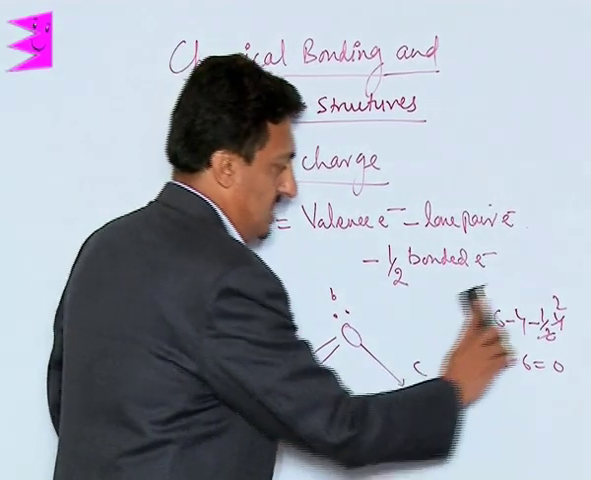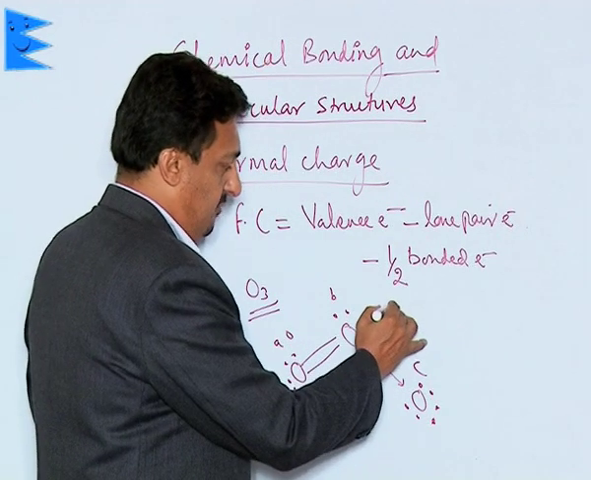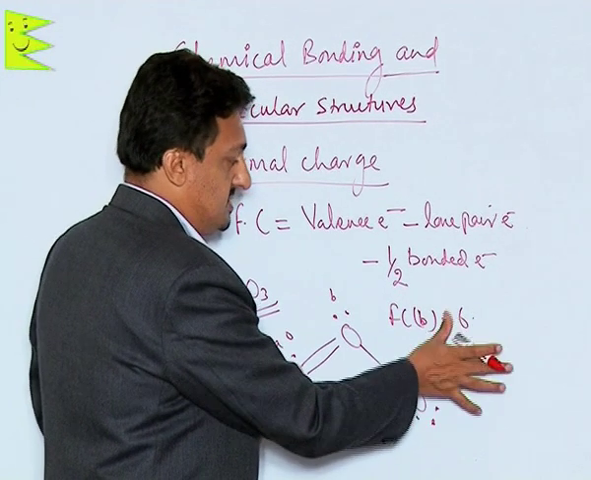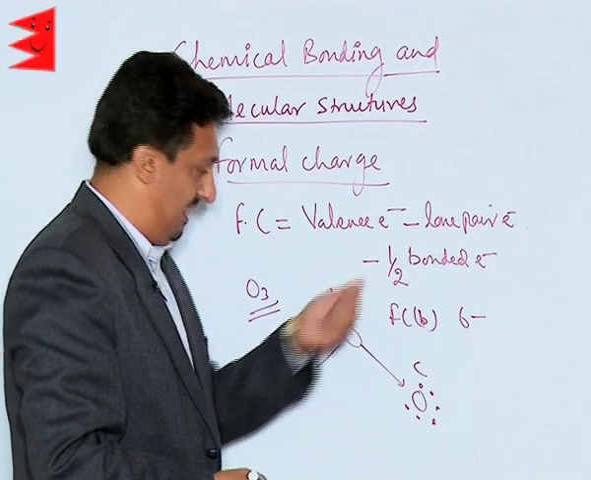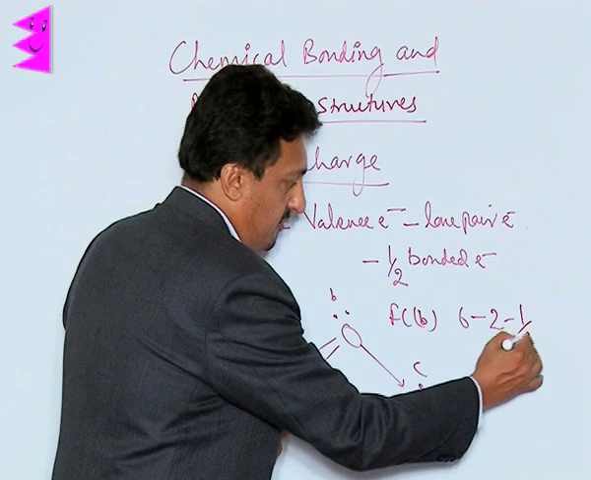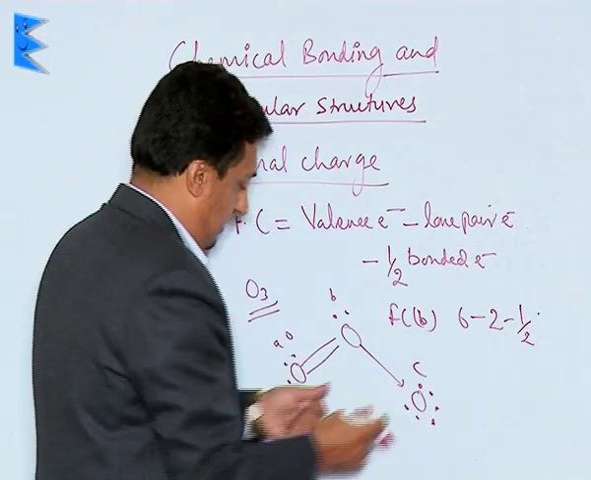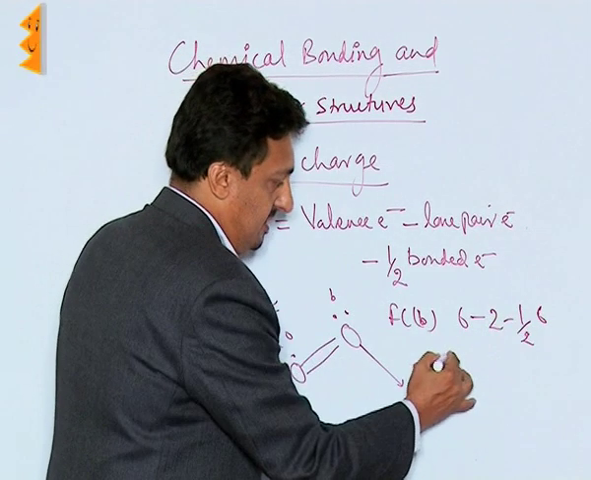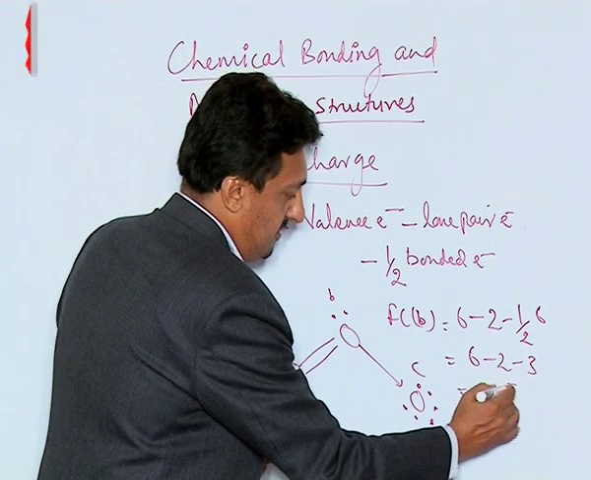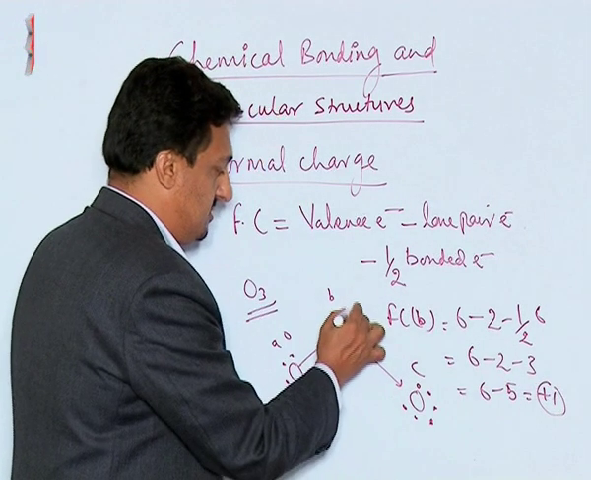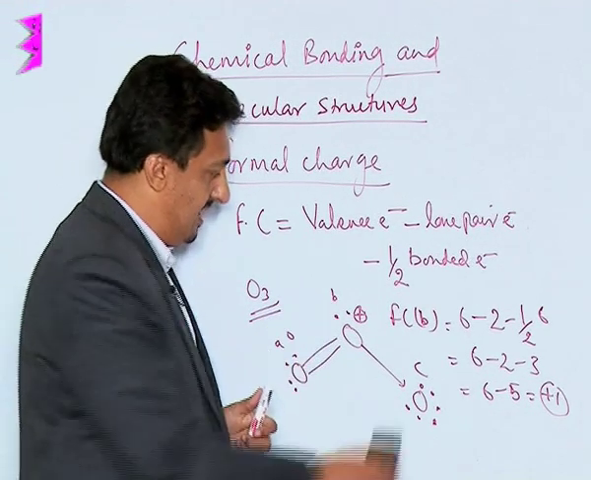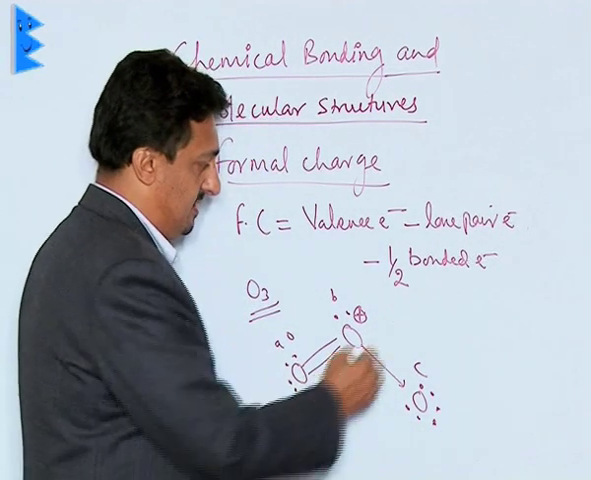Now let us find out the formal charge on atom B. The formal charge on B is 6 valence electrons minus how many lone pair electrons? 2. So minus 2. Minus how many bonded electrons? Sorry, these two are also bonded electrons, so it will become half of 6. So it will be 6 minus 2 minus 3, which is 6 minus 5, making it plus 1. So this oxygen, which as I have explained is a donor, has only a plus 1 charge.